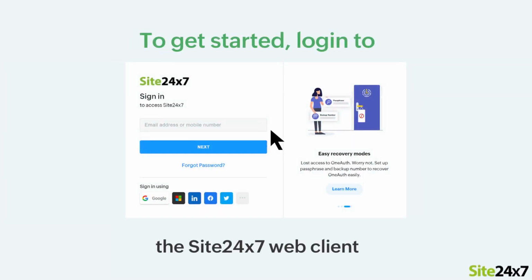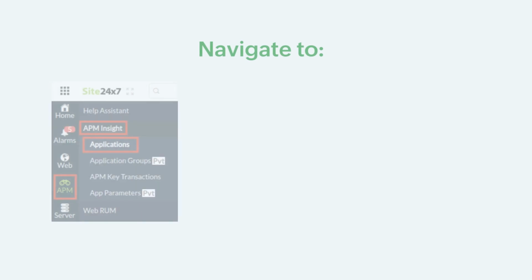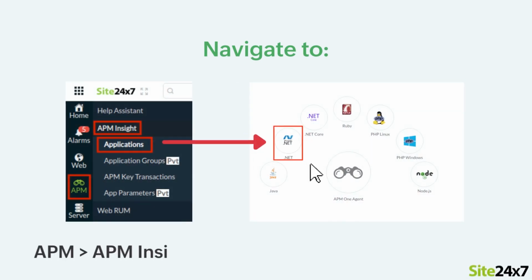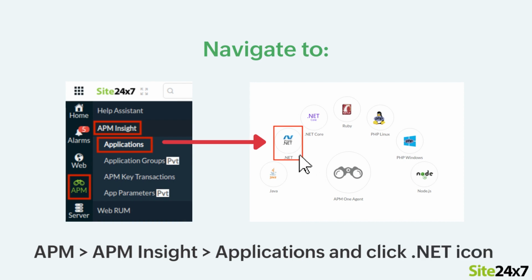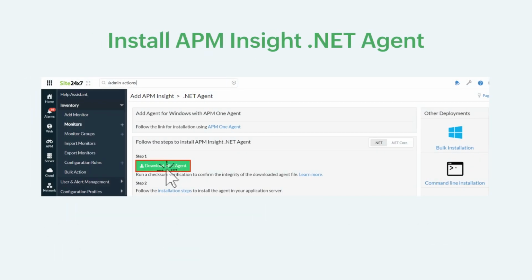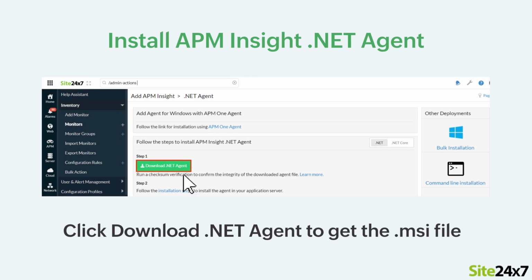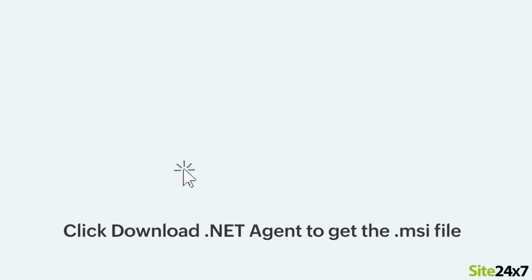To get started, log in to the Site24x7 web client. Now, go to APM, APM Insight, Applications, and click the .NET icon. Next, click Download .NET Agent to get the APM Insight .NET Agents.msi file.